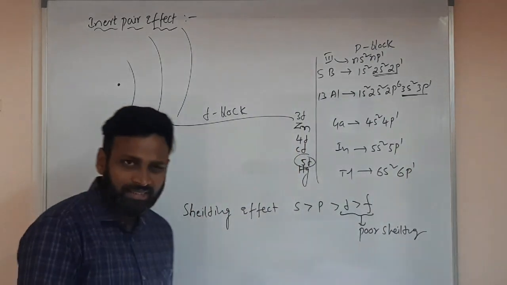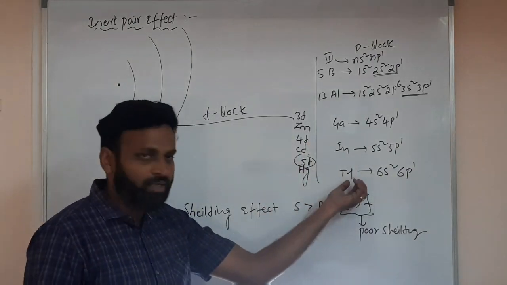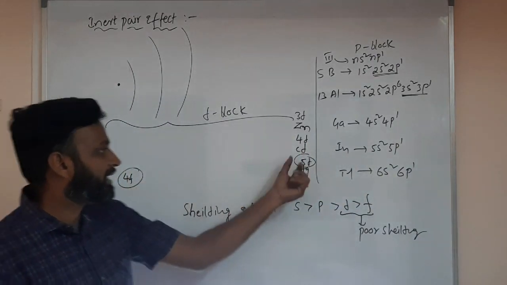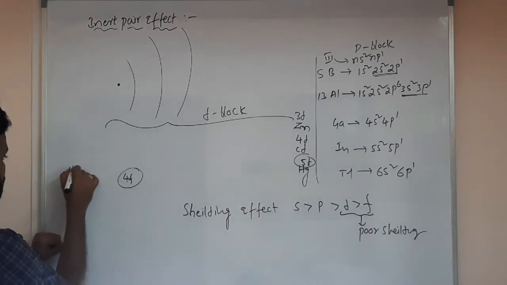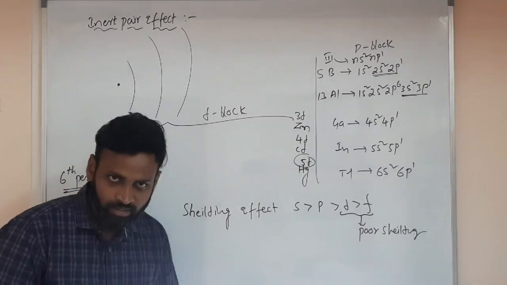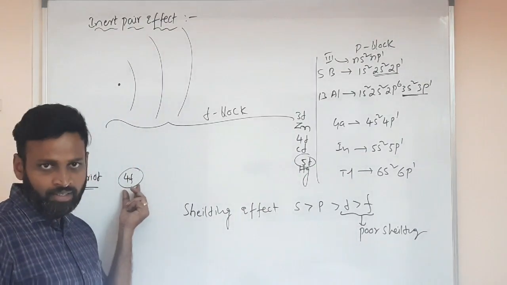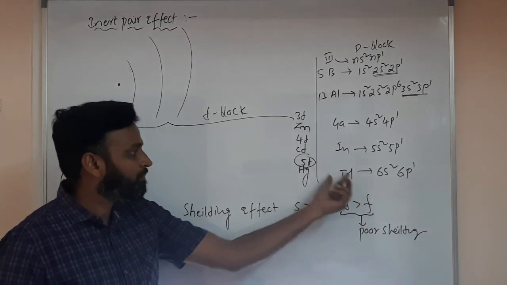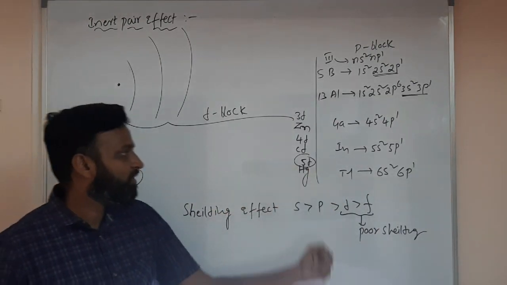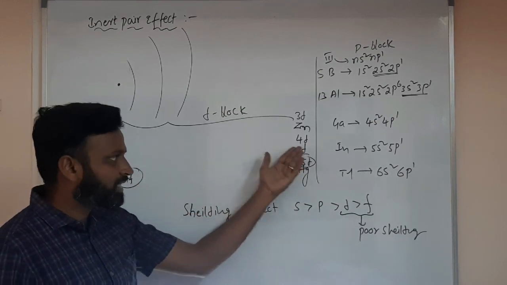Why am I giving all these things? To say mainly two things. For the bottom elements, the inner subshells are D and F, because in the sixth period you know there is an F series, the 4F series, lanthanoids. So for thallium, the inner subshells are 4F and 5D. Here and somewhere 4D, so poor shielding is there or not?